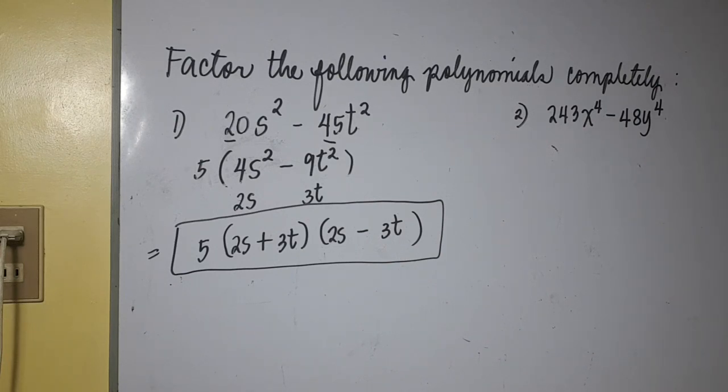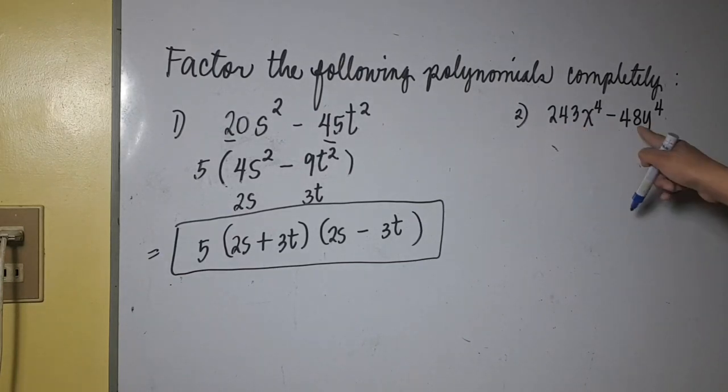Okay, now let's take the second example. We have 243x to the fourth minus 48y to the fourth. What is our first question when we factor? Is there a common monomial factor? Let's see if there is a common monomial factor. There is x and y, so there is no common factor in the variables.